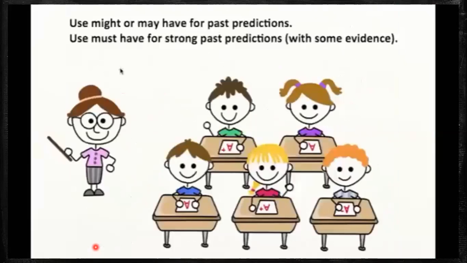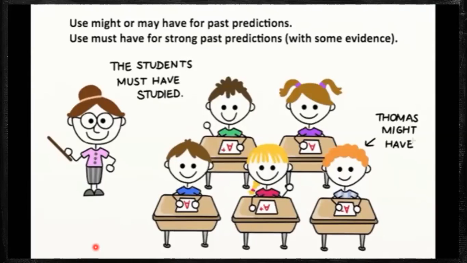Use might or may have for past predictions and must have for strong past predictions. Notice all the students have A's. We can say the students must have studied. We can also say Thomas might have cheated. Or the teacher must have taught very well.